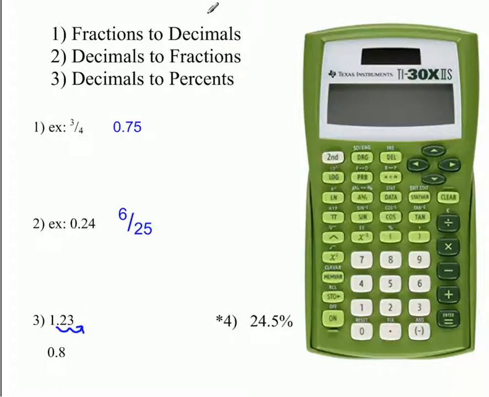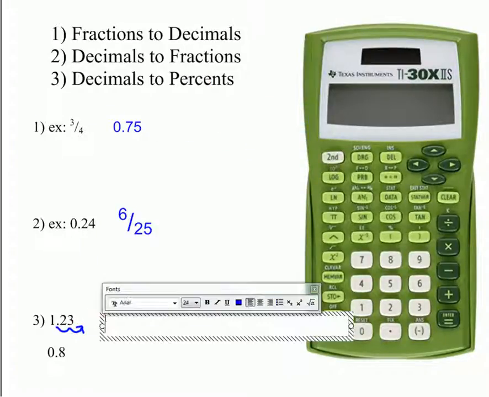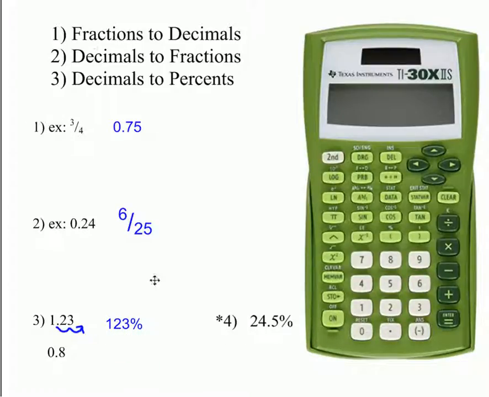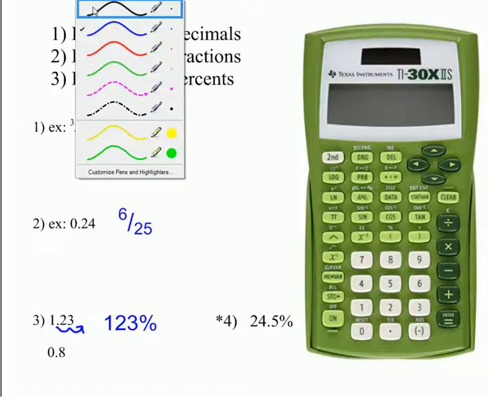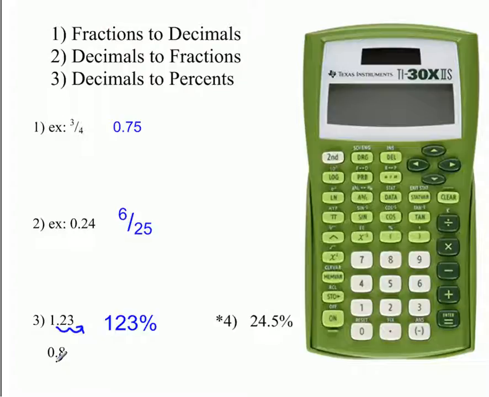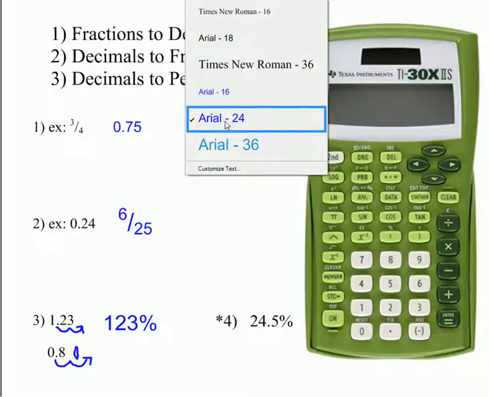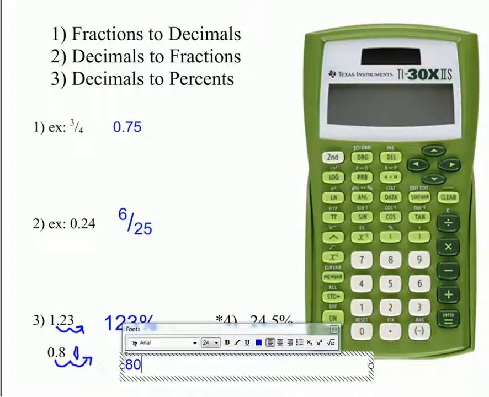So this actual answer, when I'm done with it, would be 123%. So I took 1.23 and changed it to 123%. I'm going to do another example. Taking that decimal point, I'm going to move it over 2 spaces, which will represent multiplying by 100. 1, and then I have to move it a second place, which means I need to put a placeholder of a 0 there. So when I do that, I'm going to end up with 80%.